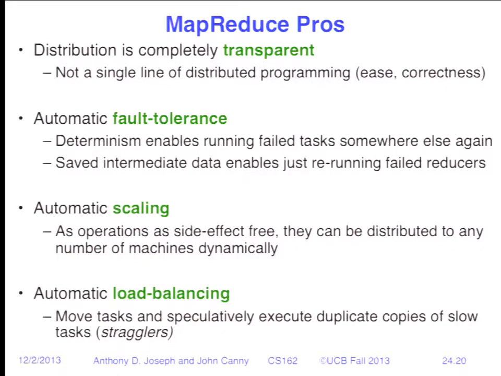Well, if half of my job is running on fast machines and half is running on slow machines, the slow machines are going to gate the computation. They're going to make it run overall slower. Speculative execution in MapReduce allows me to launch new tasks on those fast machines. And then whichever one wins first, we kill off the other one.